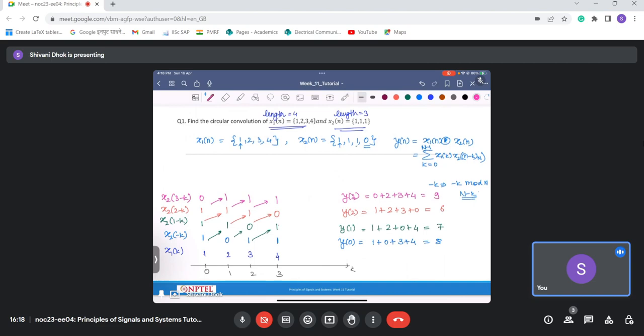So from this, what we are obtaining is that y(n) is a 4-length sequence starting from 8. Then it takes the value 7 at 1, 6, 9. So this is the output of the circular convolution that we have obtained. Any questions at this point?